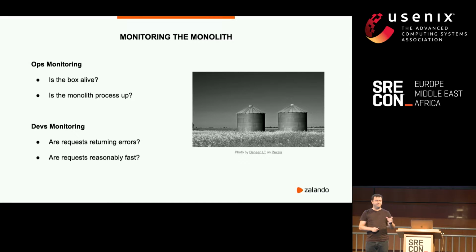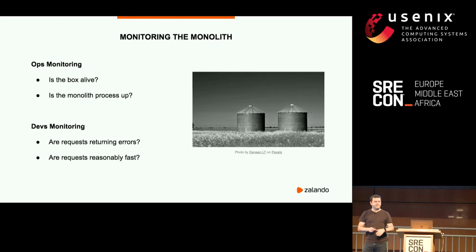This is also the time that we had the ops and the dev silos. This is very important. The ops people would monitor the hardware, check if the box was alive, check if the process was alive, and this was part of the job, while the devs would probably look at whether the requests were flowing, and whether they were eventually successful. This was if we were already lucky. This was pretty much how things worked back then when it came to monitoring.